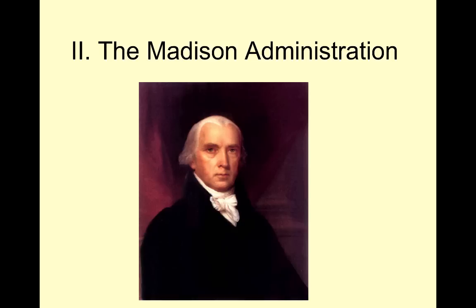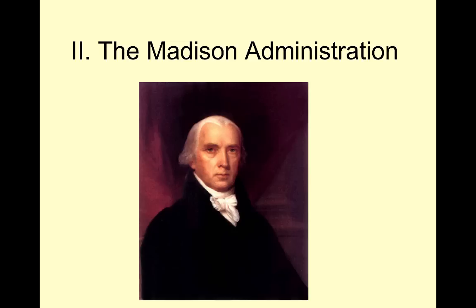So now we're going to begin Roman numeral 2, the Madison Administration. This is the second lecture in our period that goes from 1800 to 1848. James Madison has been somebody that we've met before. He is the father of the Constitution. He was Thomas Jefferson's Secretary of State, and now we see him as president in his own right.